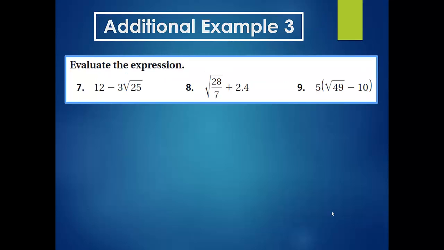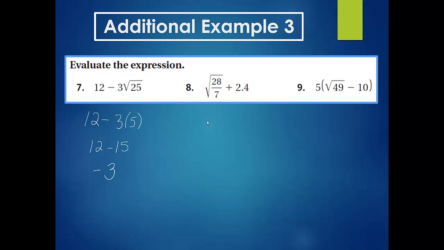Now we have an additional example. You can pause the video and try these examples on your own, or you may follow along. For number 7, we have 12 minus 3 times the square root of 25. So we're going to have 12 minus 3, and then the square root of 25 is 5, because 5 times 5 is 25. Now we're going to multiply 3 times 5 and get 15. So we have 12 minus 15, and 12 minus 15 is negative 3.